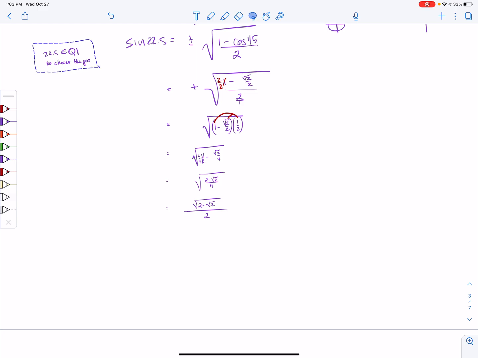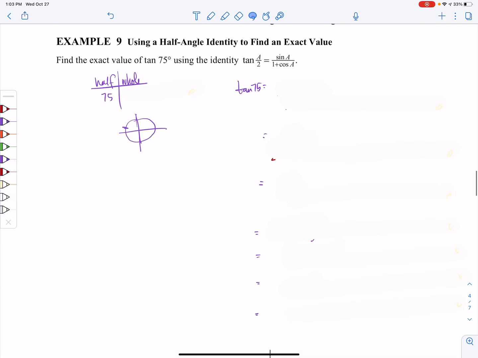22.5 is in quadrant 1. And so the sine of 22.5 is going to be positive because it's a quadrant 1 angle. So it looks like early on I chose the positive, and then I just didn't write it from there on out. All right, let's look at example number 9.